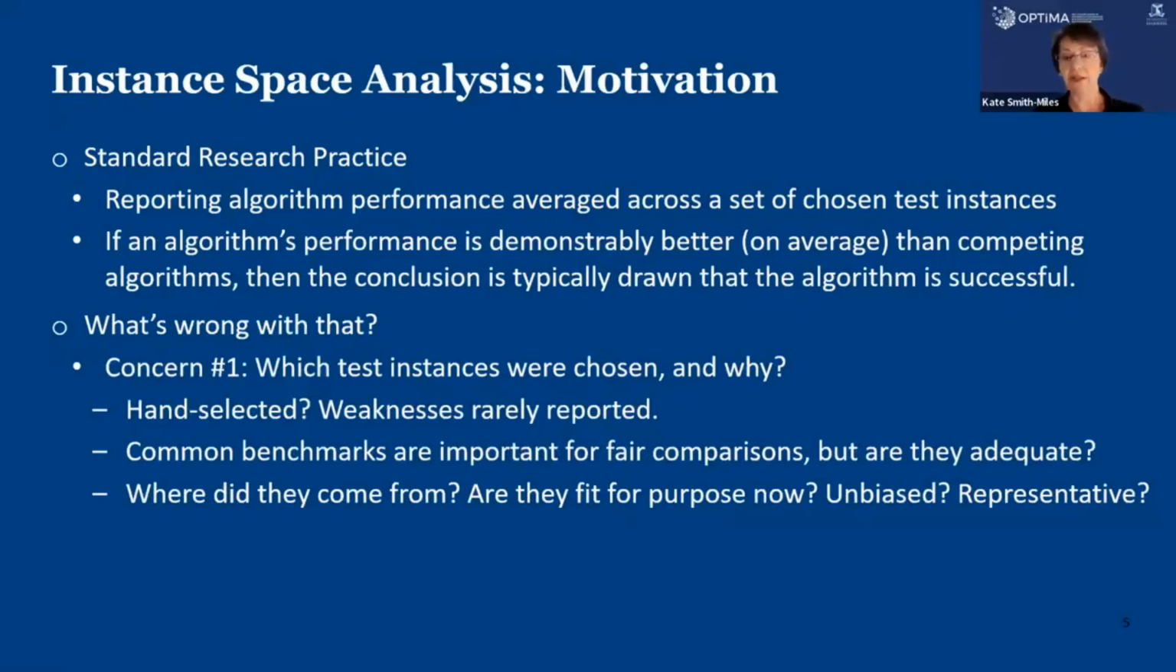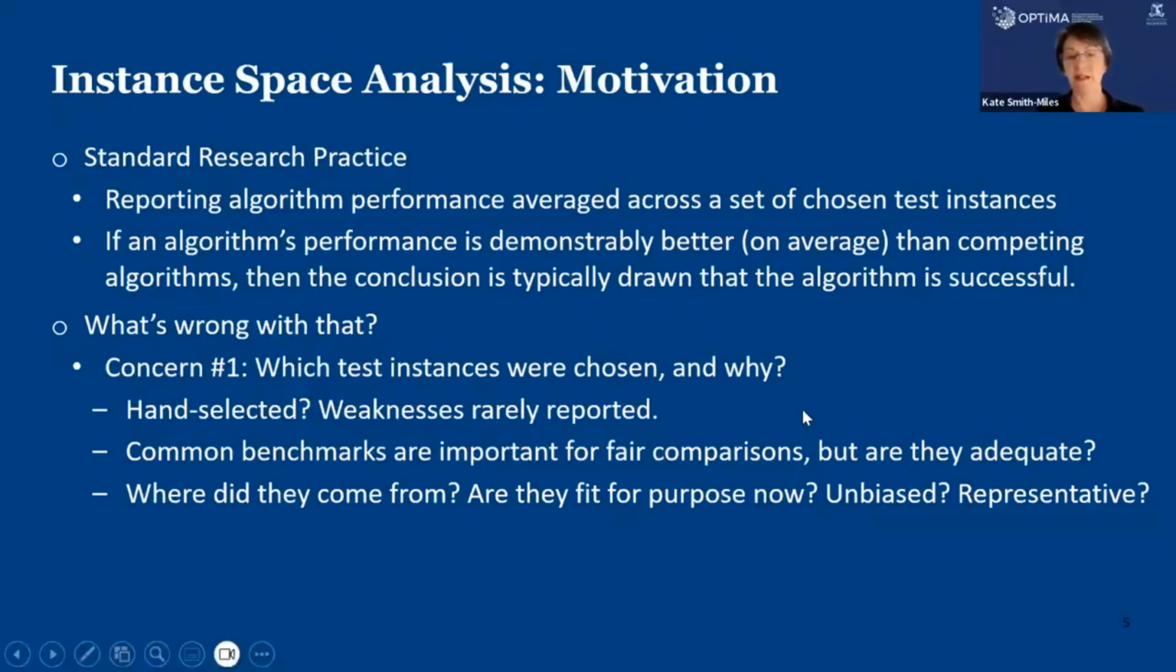So the first concern is which test instances were chosen and why. Were they hand-selected, cherry-picked? Weaknesses are very rarely reported. People don't want to include poor performance in their table, so you can imagine that they might have encountered some and just thrown them out and chosen not to include them in the paper.